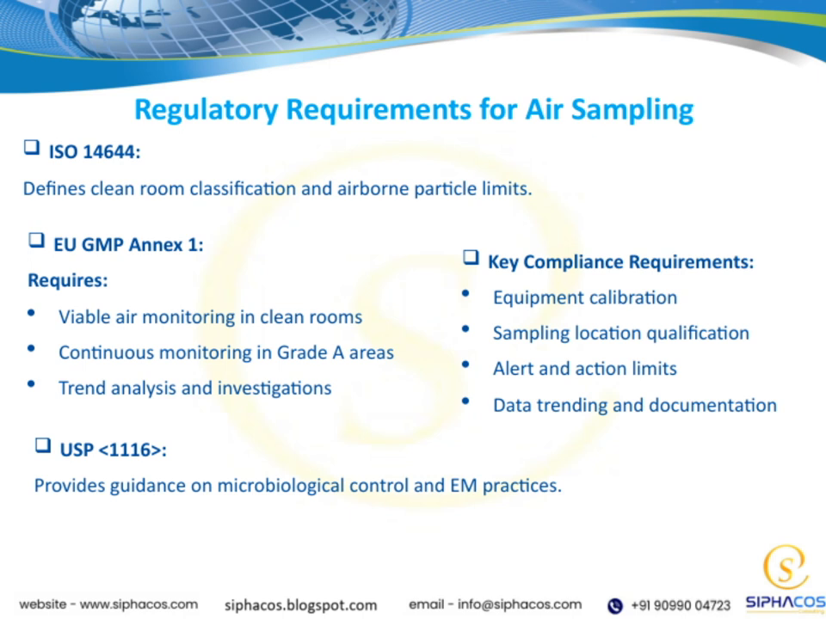First, equipment calibration is critical to ensure our sampling devices are accurate and reliable. Proper qualification of sampling locations is also vital. This means verifying that we're testing in the right spots to truly represent the environment. We also need to establish alert and action limits, which serve as thresholds for when we should investigate potential issues. Alongside this, trending data and thorough documentation are essential for tracking environmental patterns over time and supporting our compliance efforts.